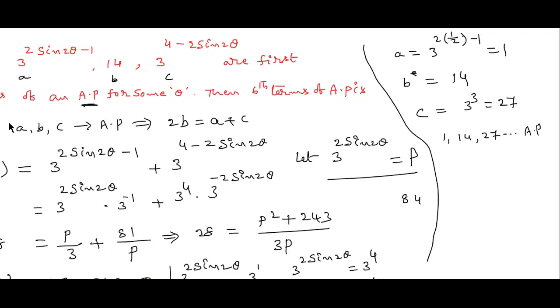What they are asking is the sixth term, T6. T6 is equal to A plus n minus 1, that is 5, into D. D means difference, 14 minus 1, 13. 13 fives are 65, plus 1, 66. So the answer is 66. Next.